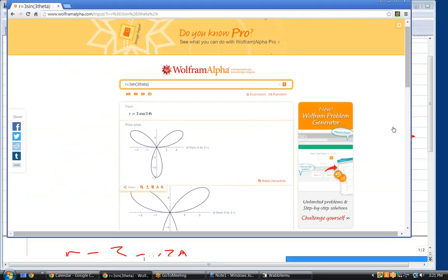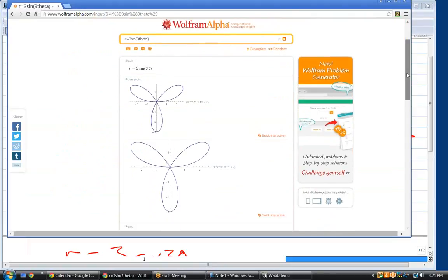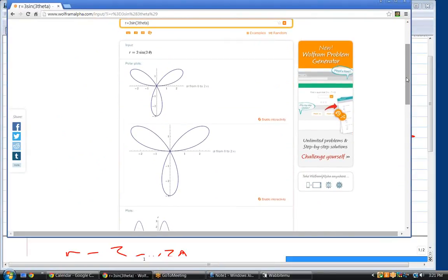But I think we can illustrate everything fine with Wolfram Alpha. Yeah. All right, what else do you have?